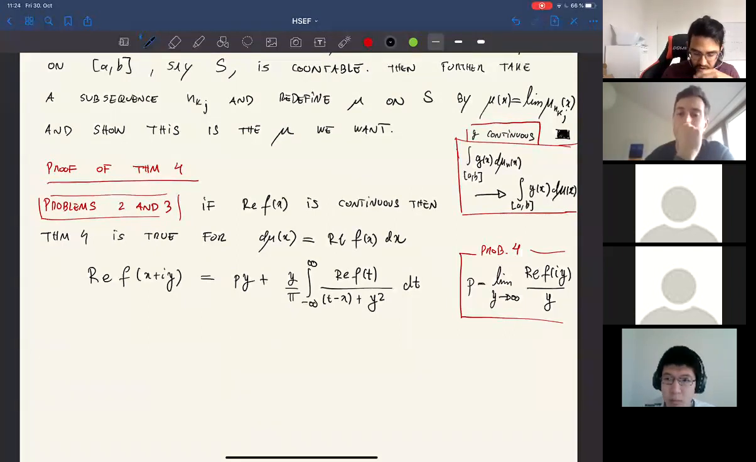Great. So we will use that. Now, I don't have the assumption that the real part of f is continuous on the real line. So I have to do something else. So what we do is this simple trick.